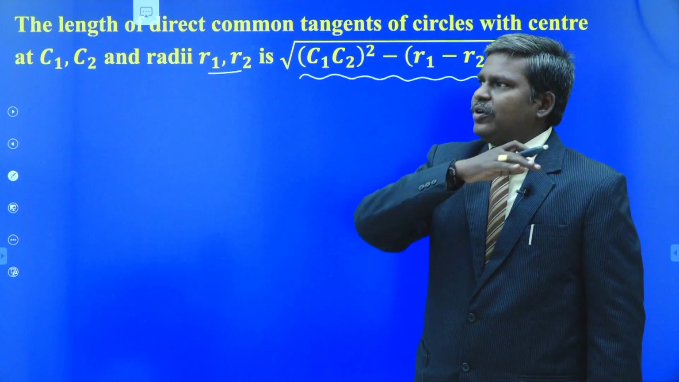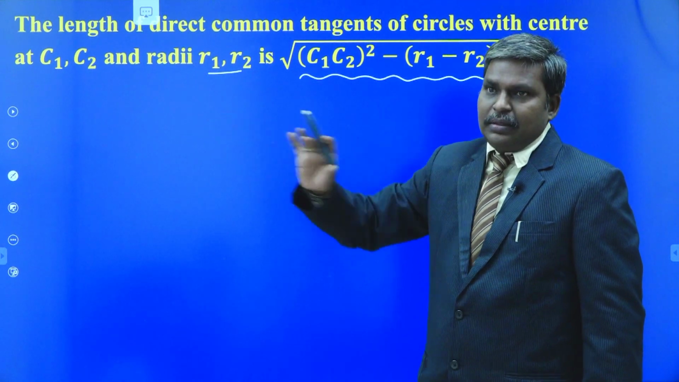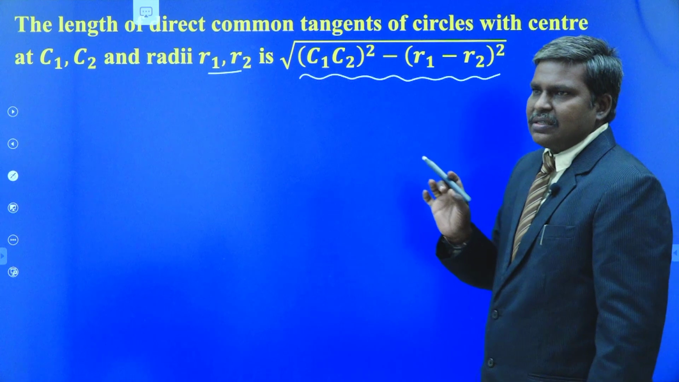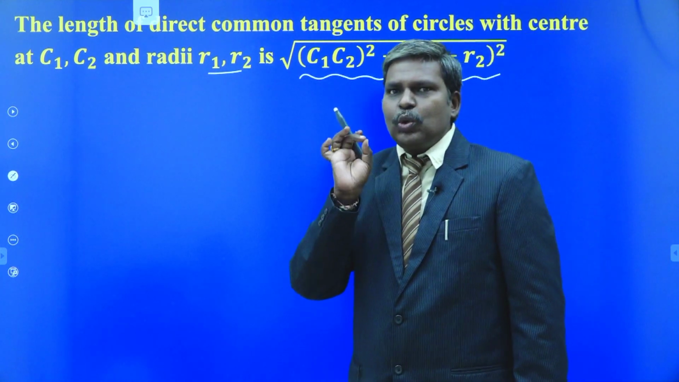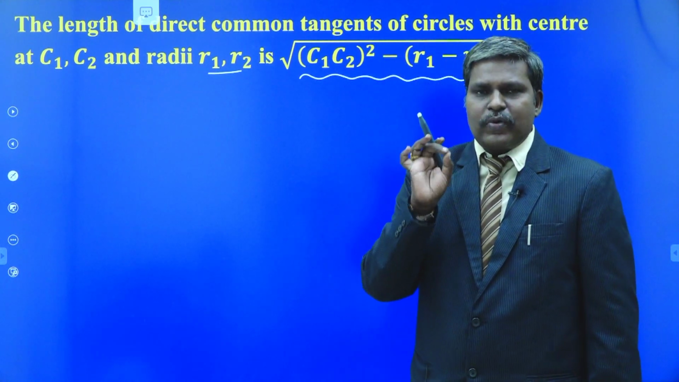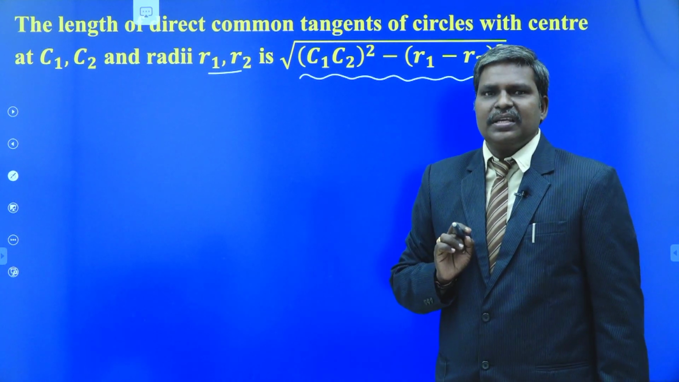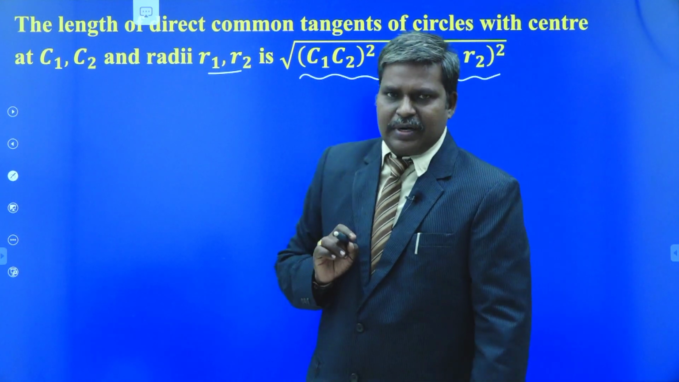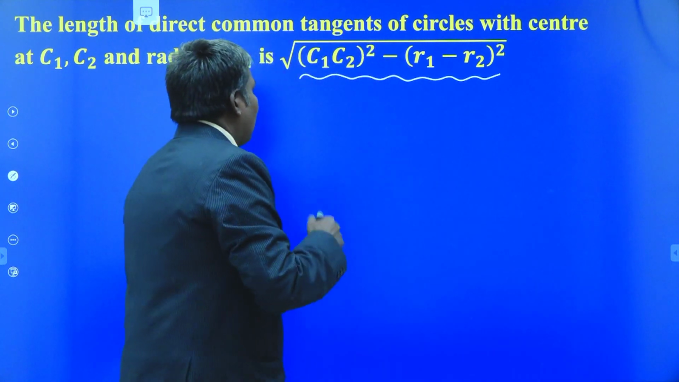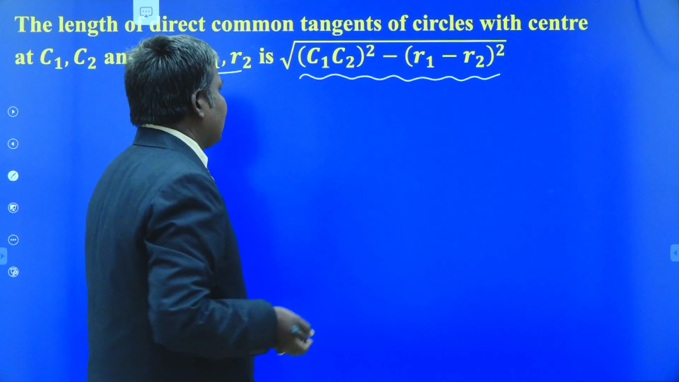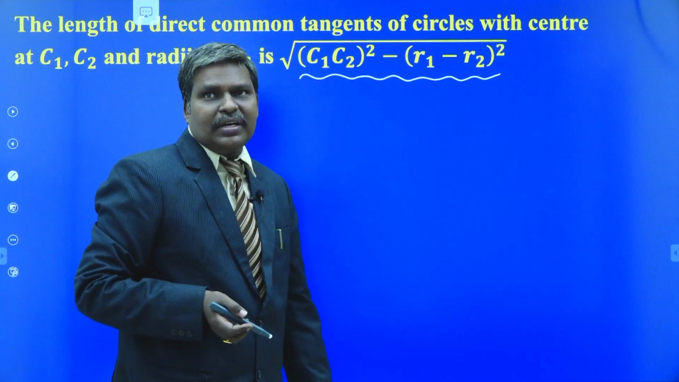A direct common tangent has infinite length. In the sense, the length of a direct common tangent means the distance between the two points of contact where the tangent touches both the circles. That is the meaning of the length of a direct common tangent. See here, we have to find the length of the direct common tangents of the two circles with centers at C1, C2 and radii R1, R2.